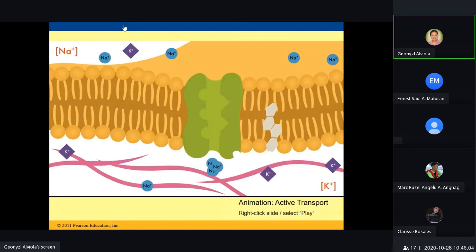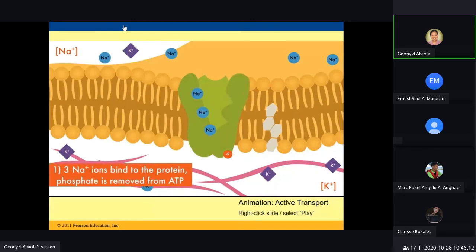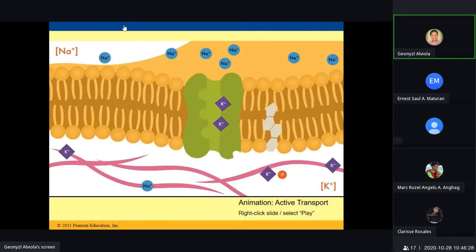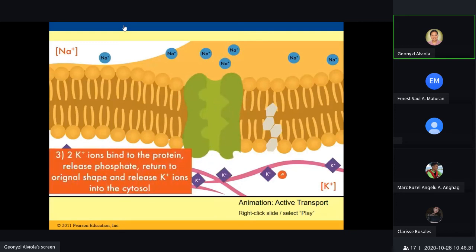Let's see how this works. First, 3 sodium ions from the cytosol bind to the protein, and a phosphate group from ATP breaks off in the carrier protein. This provides energy for the shape of the protein to change, and the sodium ions can be released to the outside of the cell. Now 2 potassium ions will enter the pump, which causes the phosphate to break off and return the pump to its original shape and release the potassium into the cytosol. Again, sodium will diffuse into the cell on its own, and potassium will diffuse out. The pump forces the sodium to be outside the cell and the potassium to be inside the cell.